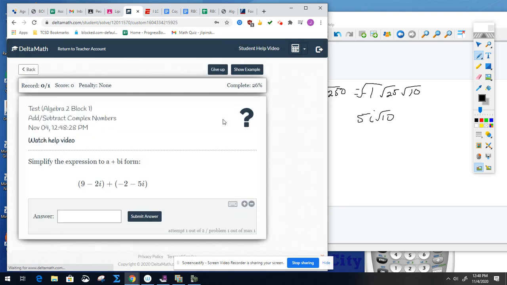Next problem here, add, subtract complex numbers. I'm literally just combining like terms. So I'm going to put 9 plus -2, which is 7, and -2i plus -5i, which is -7i.